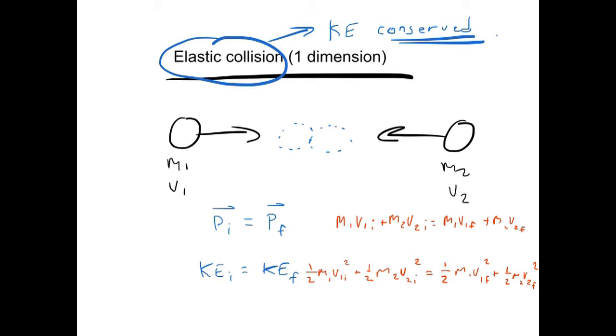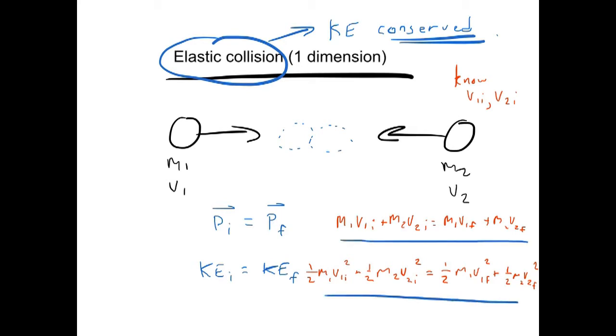So we've got the system of equations, and let's say that we know the initial conditions. So we know v1 initial and v2 initial. What we'd likely want to find out are v1 final and v2 final. And since we have two equations here, and we want to discover two unknowns, we're going to be able to do that.